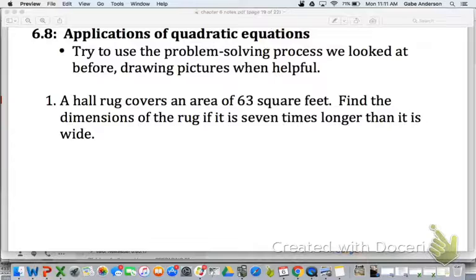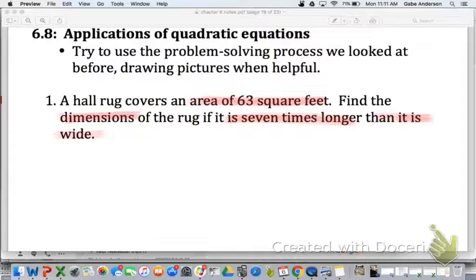It says a hall rug covers an area of 63 feet. As I'm looking through here, I'm going to highlight that. Area of 63 feet. That's obviously some math, right? Area, numbers, 63 square feet. Clearly some math. Find the dimensions of the rug if it is 7 times longer than it is wide.